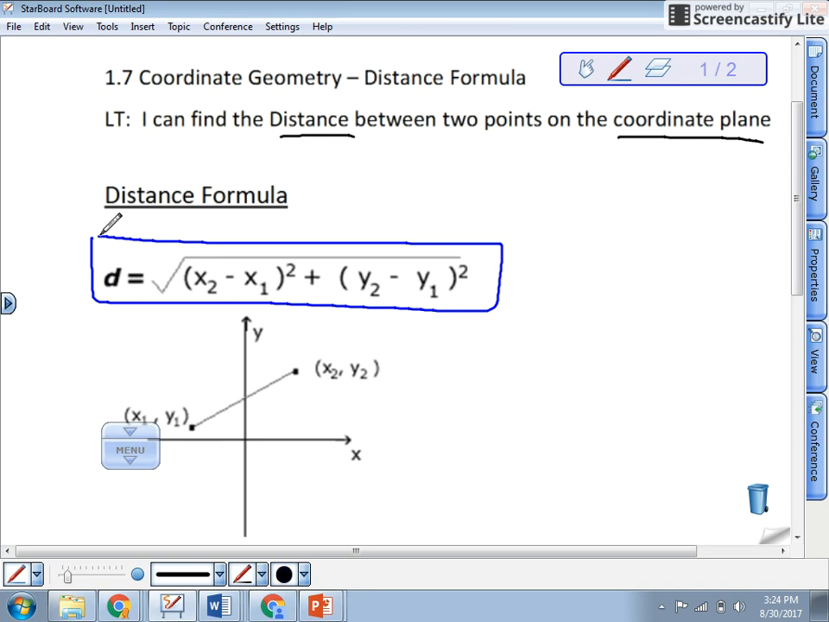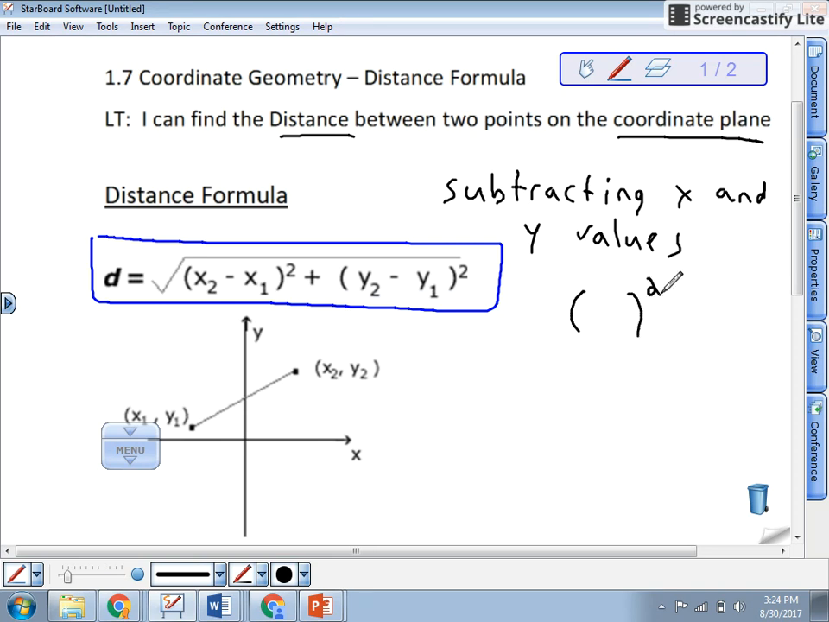Some things to notice. We're just subtracting x and y values. Okay, midpoint we were adding them. Here we're just subtracting them. And notice it's parentheses and then we're squaring. So that means we'll always have a positive number. Okay, we'll always have a positive number in there. So let's look at these values. Where does this x2 minus x1 come from?